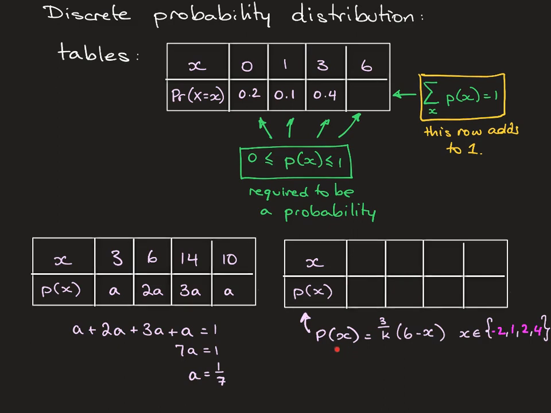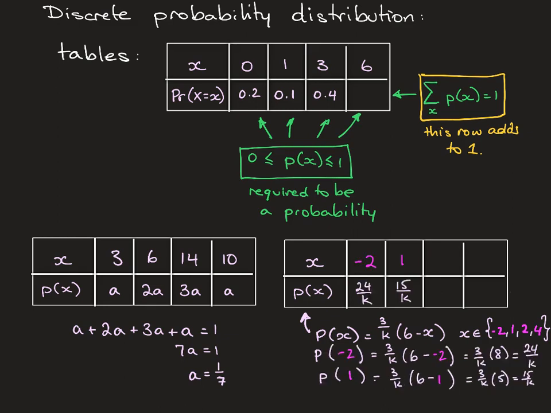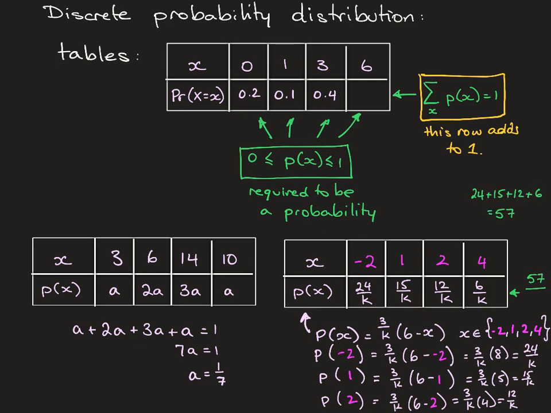And sometimes you'll even actually have a proper function that you use to generate the probability values. And so in this case, what we do here is we substitute in our x values one at a time. And then use the fact that this row adds to 1. So whatever the numerator adds to, the denominator has to be the same number so that it will simplify to 1, which means that in this case, each one of those k's is worth 57.